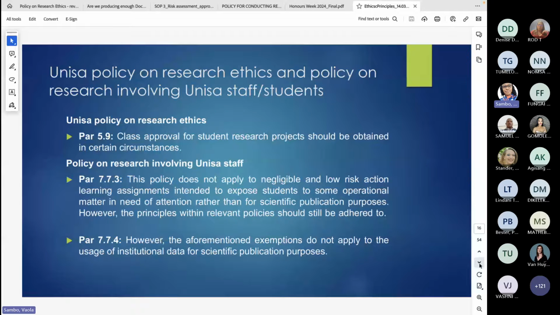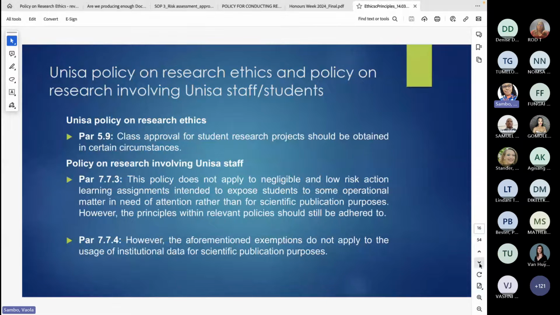Okay, just to make you aware of a few paragraphs from our UNISA policy on research ethics, as well as our policy on research involving UNISA staff or students, right? From UNISA policy on research ethics, paragraph 5.9, it says class approval, and this is for the class projects that I was talking about just now. Class approval for student research projects should be obtained in certain circumstances, right?